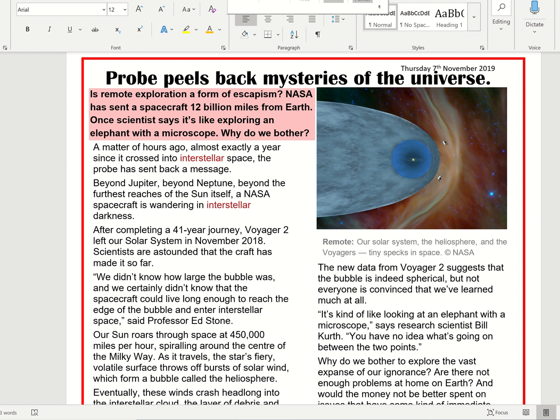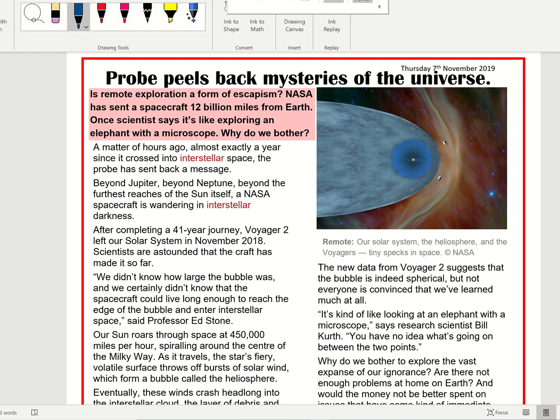Probe peels back mysteries of the universe. Is remote exploration a form of escapism? NASA have sent a spacecraft 12 billion miles from Earth. One scientist says it's like exploring an elephant with a microscope. Why do we bother? A matter of hours ago, almost exactly a year since it crossed into interstellar space, the probe has sent back a message. Beyond Jupiter, beyond Neptune, beyond the furthest reaches of the sun itself, a NASA spacecraft is wandering in interstellar darkness.